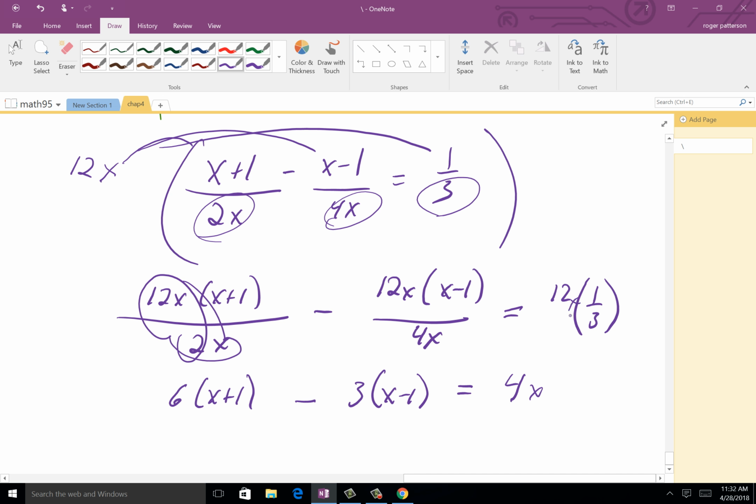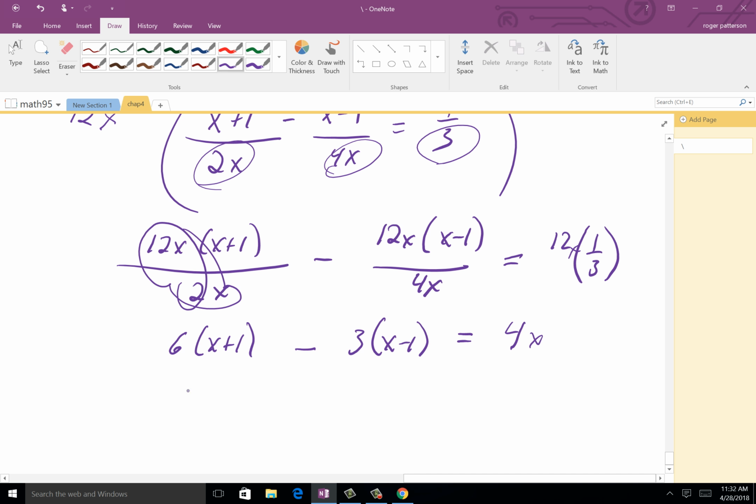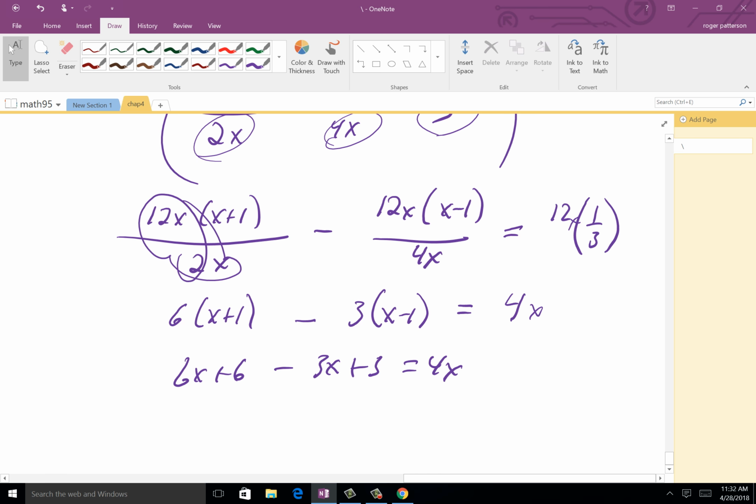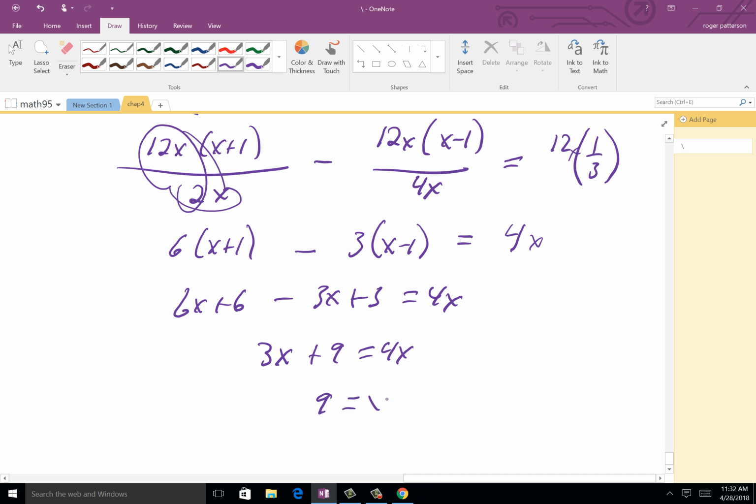So the bottoms are all gone, and we don't have to worry. Now it's just a regular old algebraic simplification problem. So 6x plus 6 minus 3x plus 3 equals 4x, and then just grind it out. Okay? And that's the main idea.